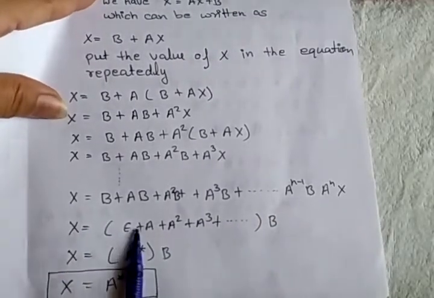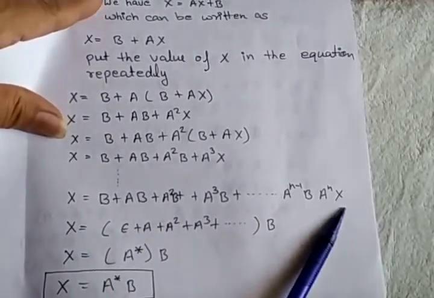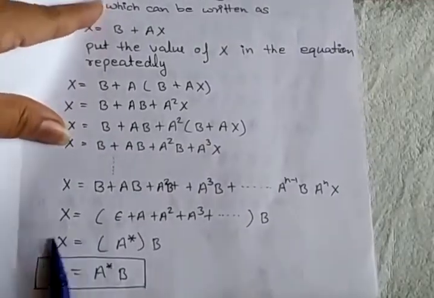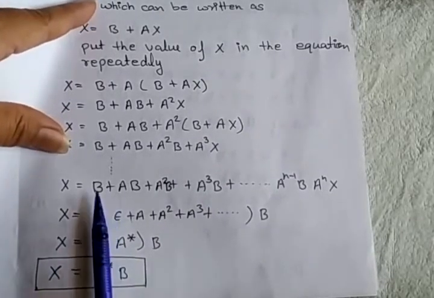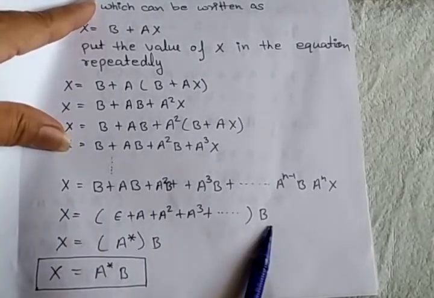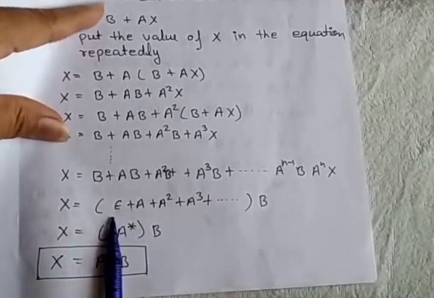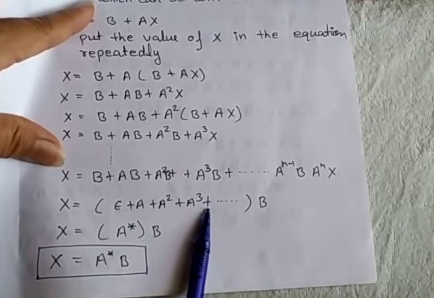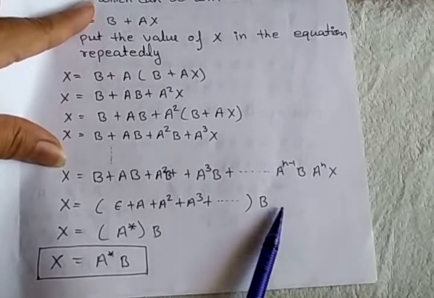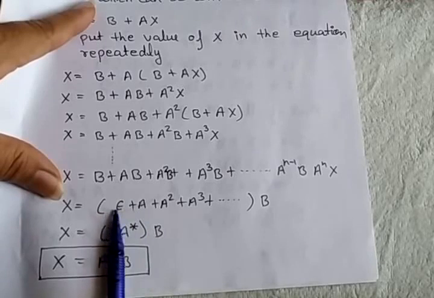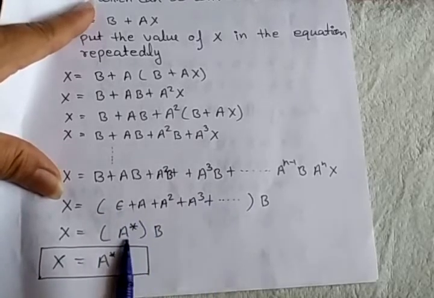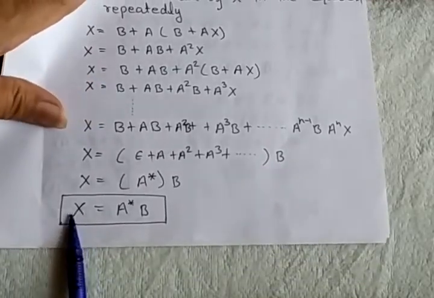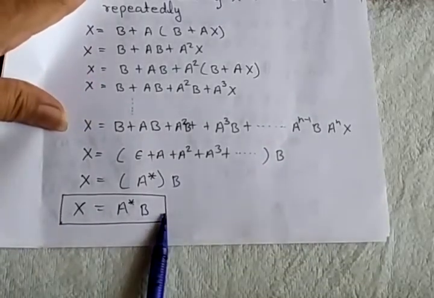Now we can replace this x infinity times. Then the equation will be like this. If we take b common, then the equation will be epsilon plus a plus a square plus a cube and so on, times b. Now this represents a star. So the unique solution we have is x is equal to a star b.